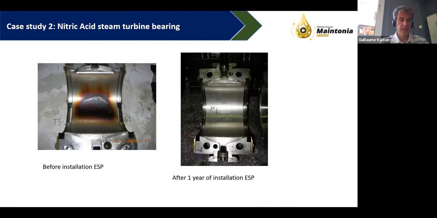And this is another case. This is a steam turbine driving a nitric acid compressor. And this is the steam turbine side bearing and how it was before using ESP and how it is 1 year after installation. So to all the mechanical personnel, mechanical engineers listening to this, I'll let you have a look at these two photos and identify how differently this machine will run with the first photo compared to how it will run with the second photo.